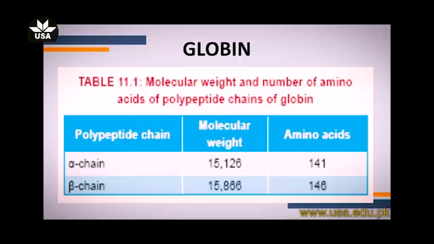This table tells you the molecular weight and number of amino acids present in each polypeptide chain. Here you can see the molecular weight of the alpha chain is about 16,001 to 5, and the amino acids in the alpha chain is 141. And if you see the beta chain, the molecular weight is 16,886, and the amino acids in the beta chain is 146.